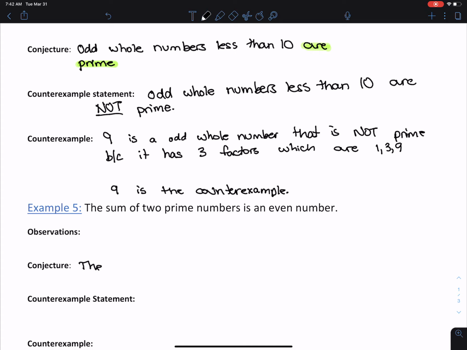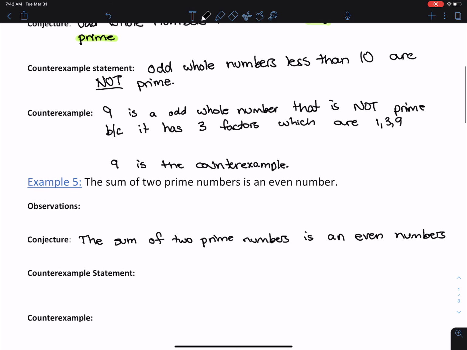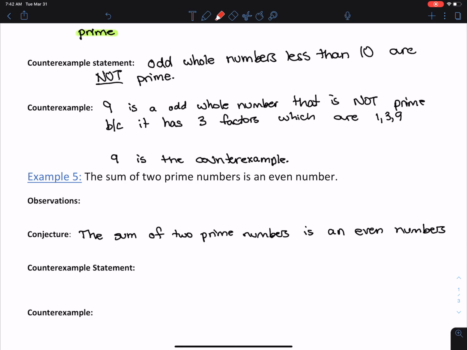My conjecture here is the sum, so that's me adding two prime numbers, is an even number. Okay, that's the statement that I've been given. And I want to find a counterexample, which means I want to show that this statement is false. So again, here's my conclusion of the statement. Here's my condition of the statement. I need my condition of the statement to be true.